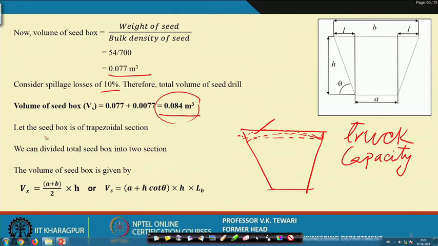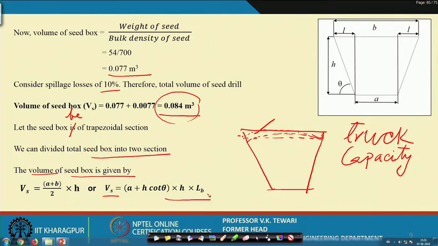So, let the seed box be of trapezoidal section, which we have already taken. We will go for either triangular or trapezoidal, and because we have discussed this, we will take a trapezoidal section. Now, we can divide the total seed box into two sections. The volume of the seed box is given as this.